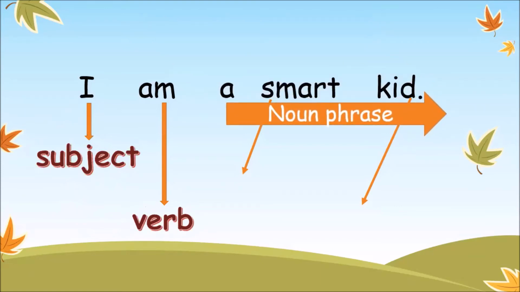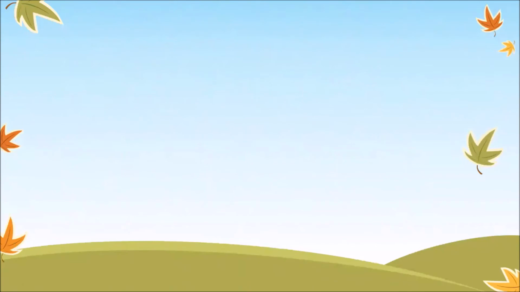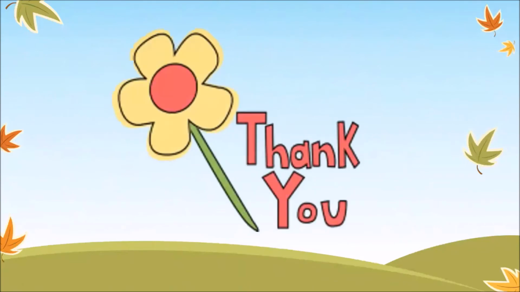Excellent. So, where is the noun in this noun phrase? Kid. And where is the adjective? Smart. So, I am a smart kid. Smart is an adjective. Kid is a noun. So, this is a noun phrase. Again, noun phrase is a group of words that have a noun and usually one or two adjectives. Okay? It may be a subject of the sentence or it may be the object of the sentence. It depends. Done? Now let's move to your worksheet.